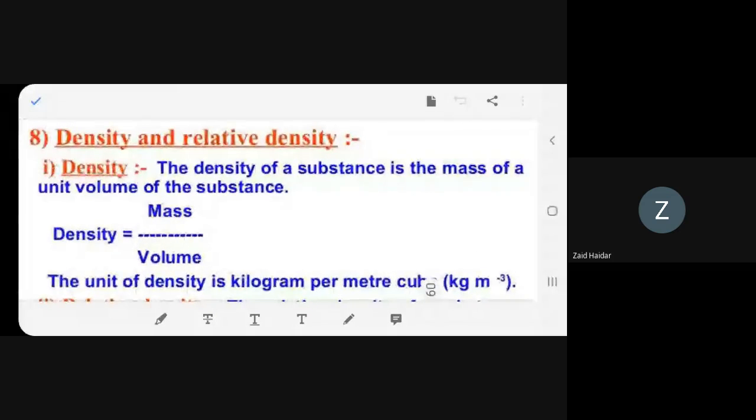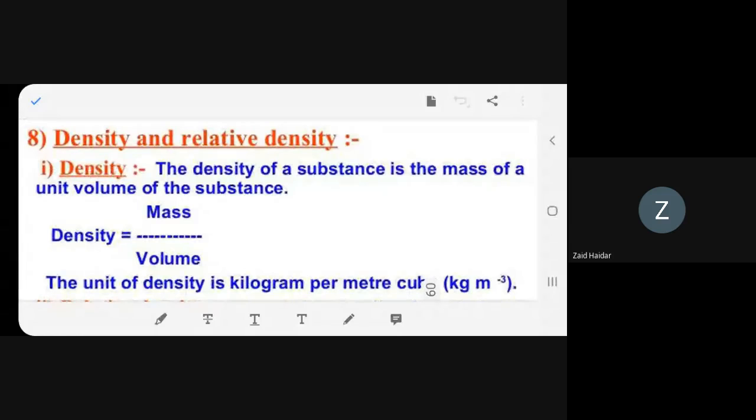Now we come to the last topic of this chapter, density and relative density. We start.